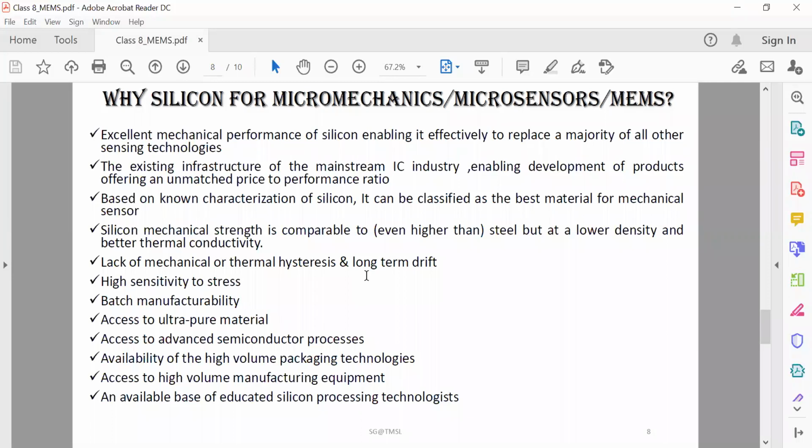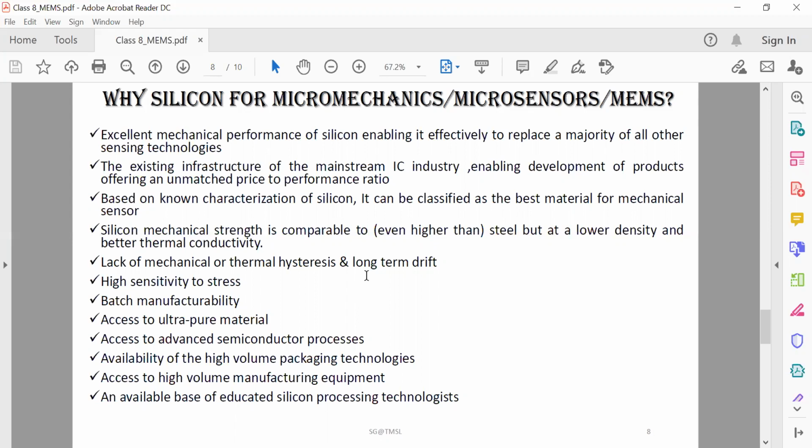So if you apply some mechanical pressure or stress or strain, then the property will change. If you release the stress and strain, you will get back its original property, so that is known as mechanical hysteresis. So those things are not desired if you choose a material for making any kind of sensor. That is why silicon is a strong material for making micro sensors, because it does not have either mechanical hysteresis or thermal hysteresis.